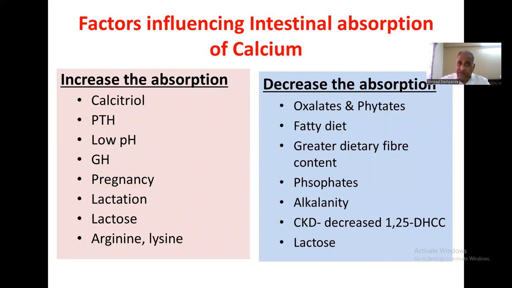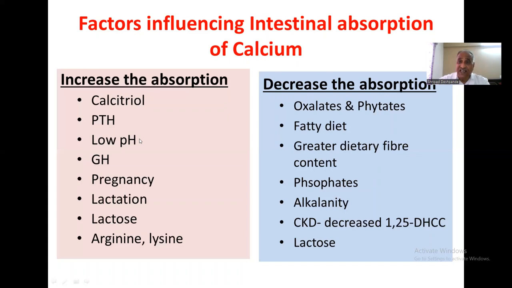The calcitriol, parathormone, and growth hormone promote or increase the absorption. The low pH of the intestine would increase the absorption. You can think about it as low pH in the extracellular fluid that favors this, because low pH in the intestine would increase the absorption.